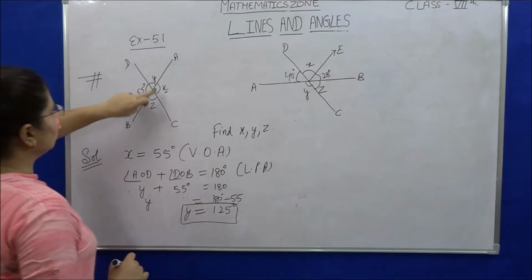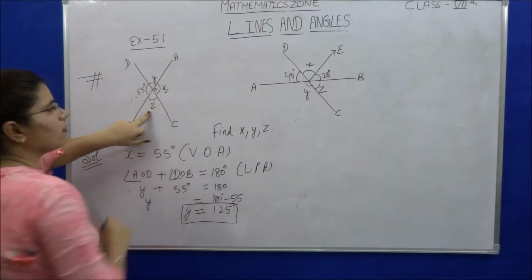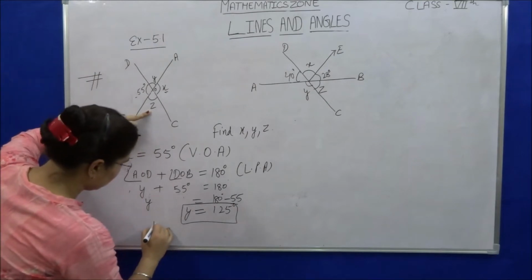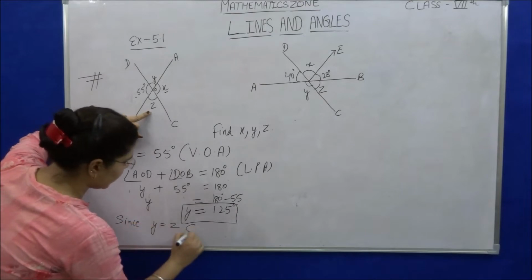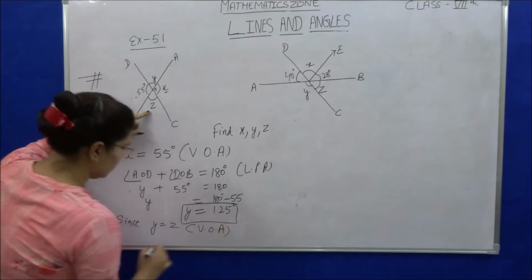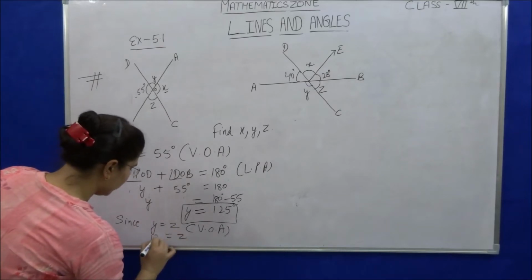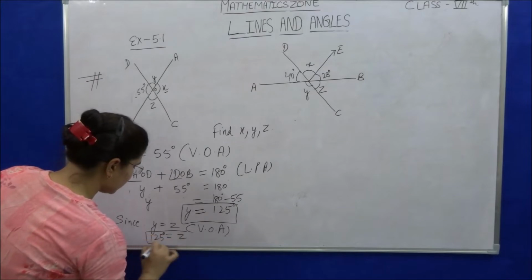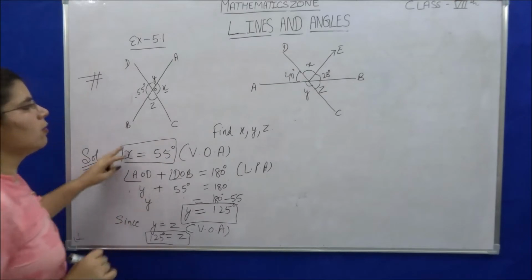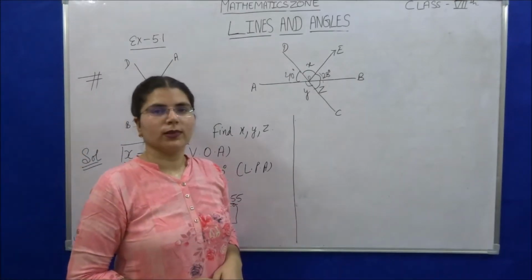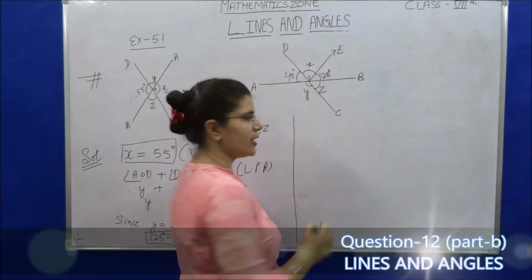degrees. Now we will find the value of angle Z. Since Y and Z are vertically opposite angles, Y is equal to Z by vertically opposite angles. So the value of angle Z will be 125 degrees. So in this way we find the three values of angles X, Y, Z. Let's do the next part. Here we will find the values of angles X, Y, Z.